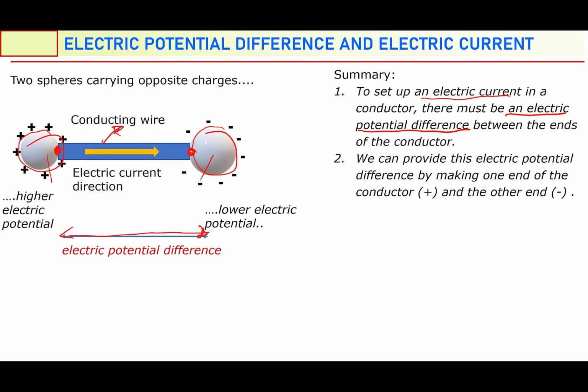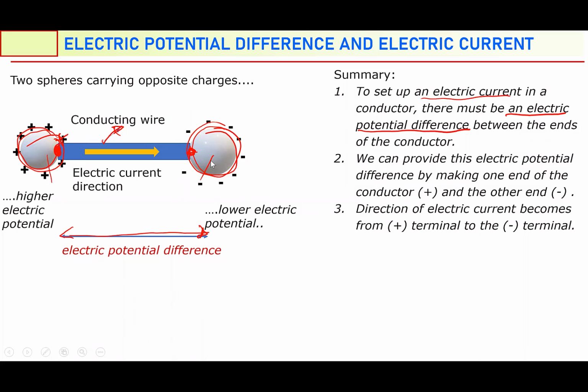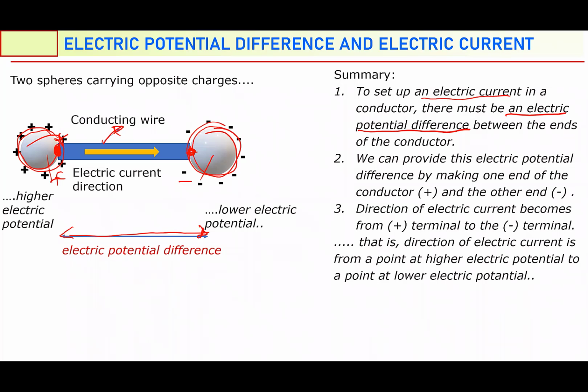Second, we can provide this electric potential difference by making one end of the conductor positive. So the positive sphere makes this end positive, and the negative sphere makes the other end negative. So in this way we provide the electric potential difference. And third, the direction of the electric current is from the positive end, yani positive terminal of the conductor, to the negative terminal. And also we can explain that the direction of the electric current is from a point at higher electric potential to a point at lower electric potential.